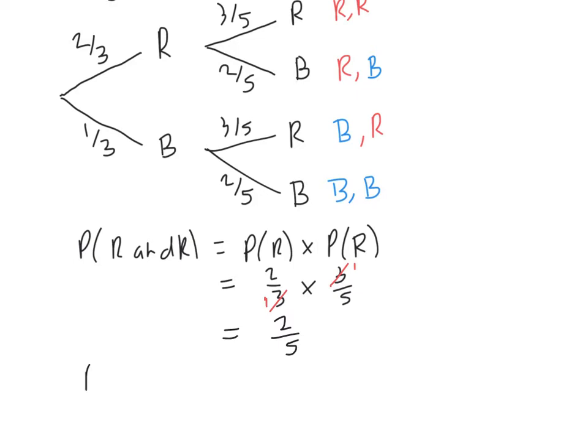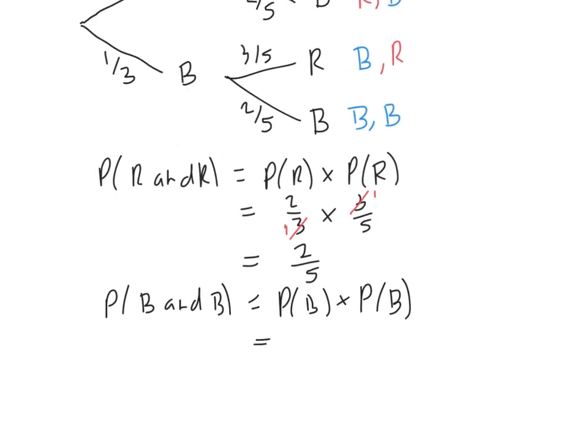What about getting a blue and blue? That's the probability of getting blue multiplied by the probability of getting blue. This one being on the first go and this one being on the second go. Bag A and bag B. So the chance of getting blue on the first bag is 1/3. And blue on the second bag is this one here, 2/5. And if we multiply our numerators together, we get 2, and denominators we get 15.